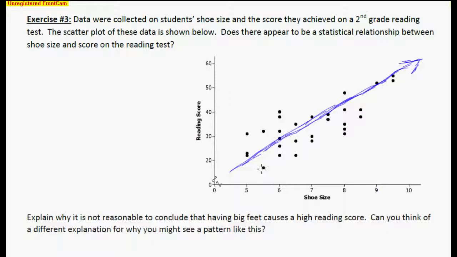If you put it in the context of the problem, what does shoe size have to do with the reading score? Does it necessarily mean that the bigger shoe size you have, the better you're going to do on the score? Maybe you have to look at some other variables here. It says explain why it is not reasonable to conclude that having big feet causes a higher reading score. I hope not, because everyone with little feet, I guess we just say they're bad readers, right? Well, no, that doesn't make any sense. Can you think of a different explanation for why you might see a pattern like this?